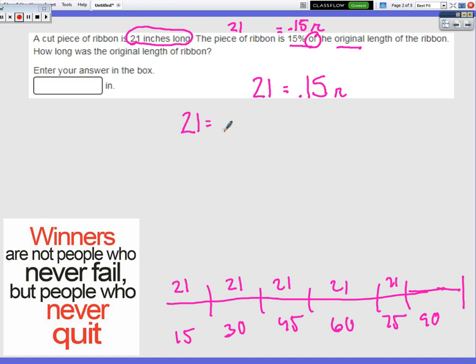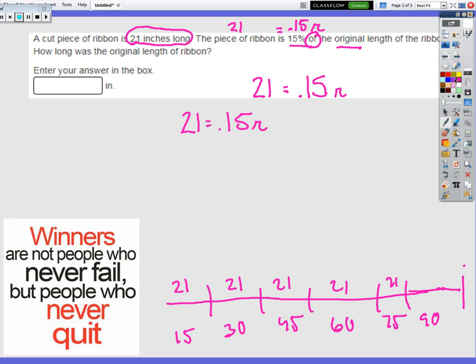21 is equal to 15 hundredths times R. I need to solve a one-step equation. We've done this in the past. We just did this 30 seconds ago on that last problem. I'm going to box in that R. I want to evaluate for 1 R, not a fraction of an R or a percent of the R. Let's find out how much ribbon there is altogether. The inverse of multiplying by 15 hundredths is to divide.